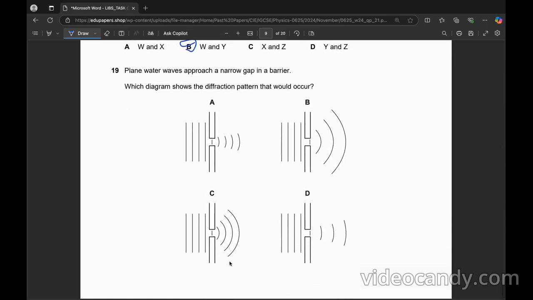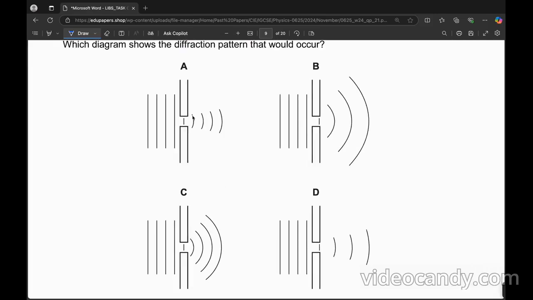19. Plane water waves approach a narrow gap in the barrier. Which diagram shows a diffraction pattern would occur? If you look at A, it doesn't look quite right because the waves are really small like this. In reality, it isn't like that; it would be really large, either B or C. D doesn't make sense either. The difference between B and C is the wavelength. And when diffraction and reflection happen, the wavelengths don't change. So that would be C.